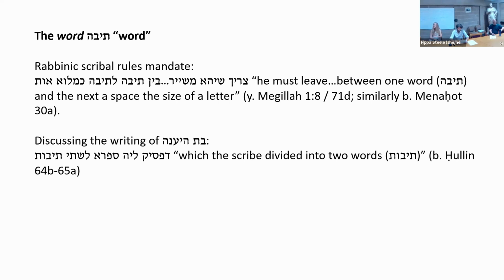So you have, for example, rabbinic scribal rules that mandate ben teva leteva kimlo, that one must leave in between one teva, one word, and the next teva, a space the size of a letter. So clearly we're not talking about phonological words or syntactic words, we're talking about literally orthographic words. And there are others as well.